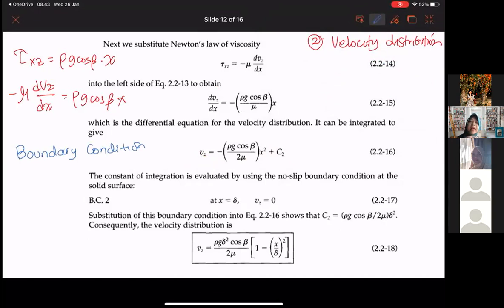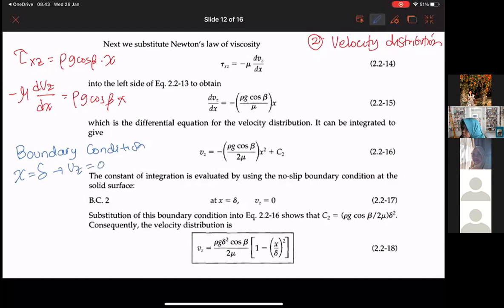If we look at the phenomena here, at the surface of the solid, the fluid has a no-slip condition. That means the velocity of the fluid will equal the velocity of the solid. At that time, the solid is just stationary, so the velocity of the fluid would also be equal to 0. So here we can conclude that at the boundary condition, when x equals delta, which is on the surface, Vz would be equal to 0.